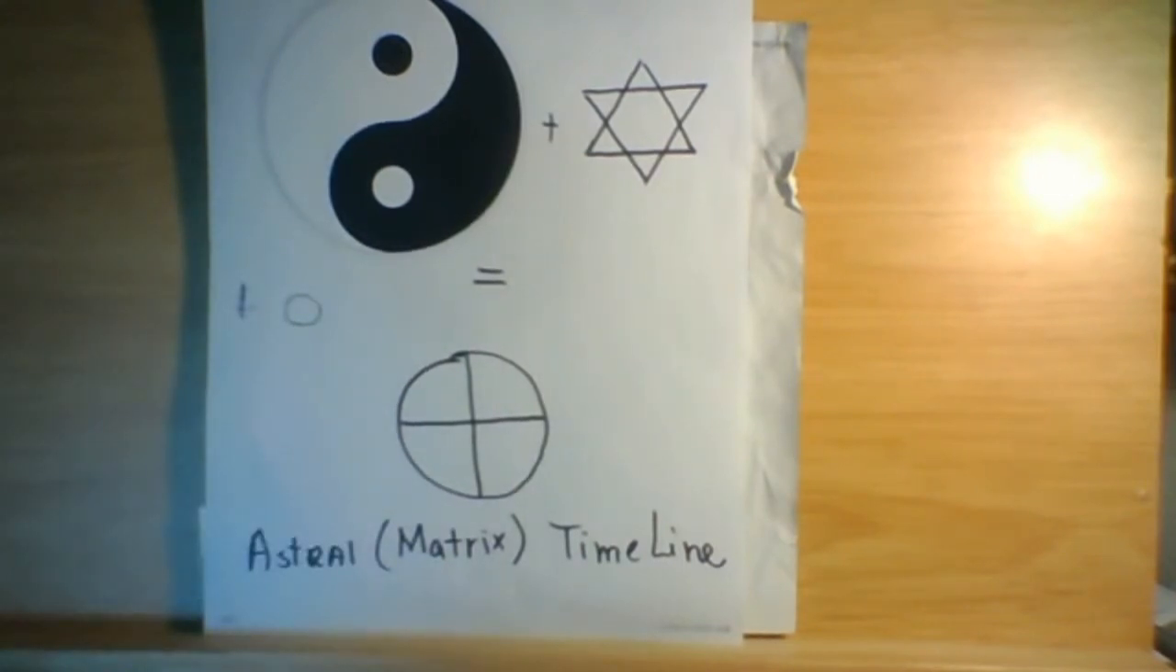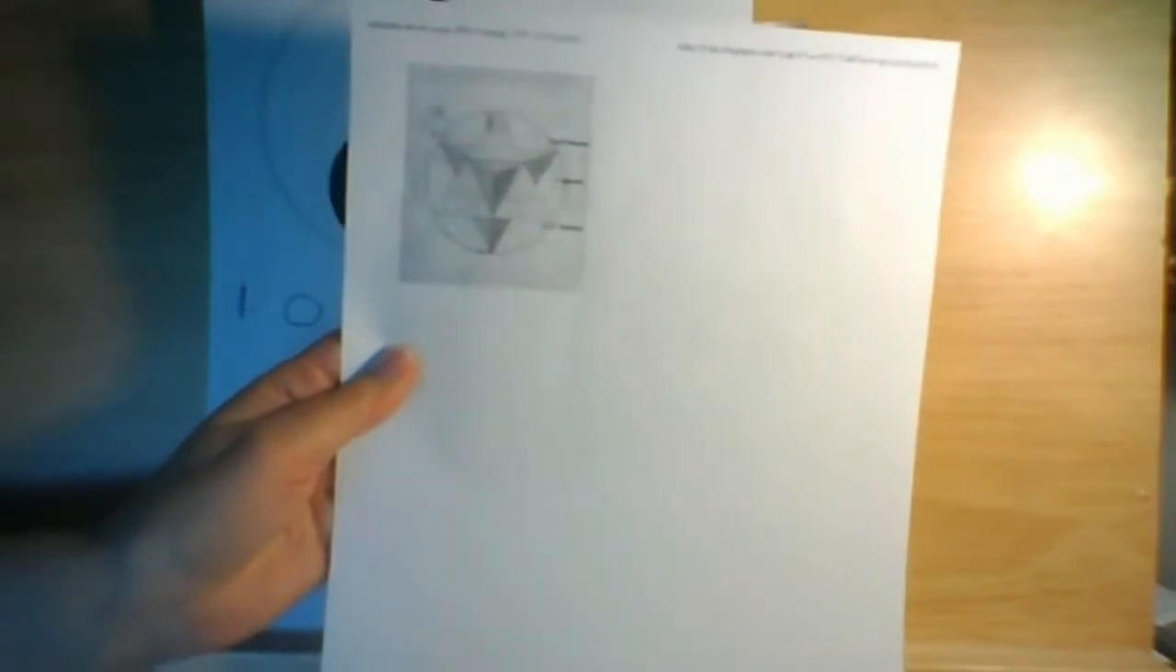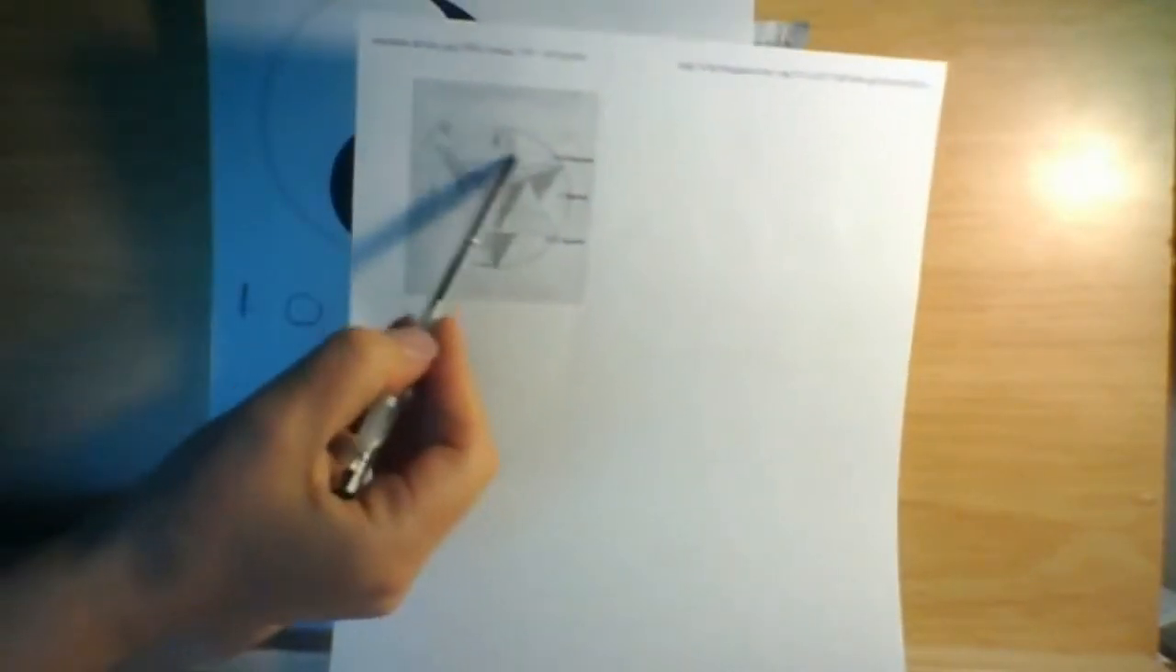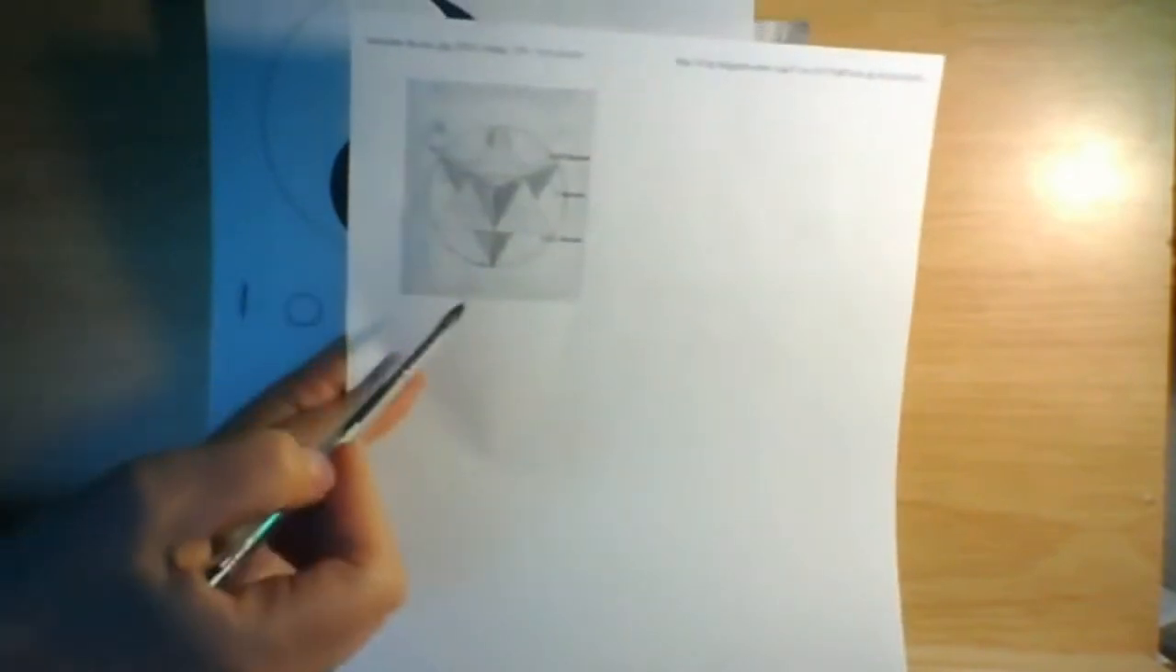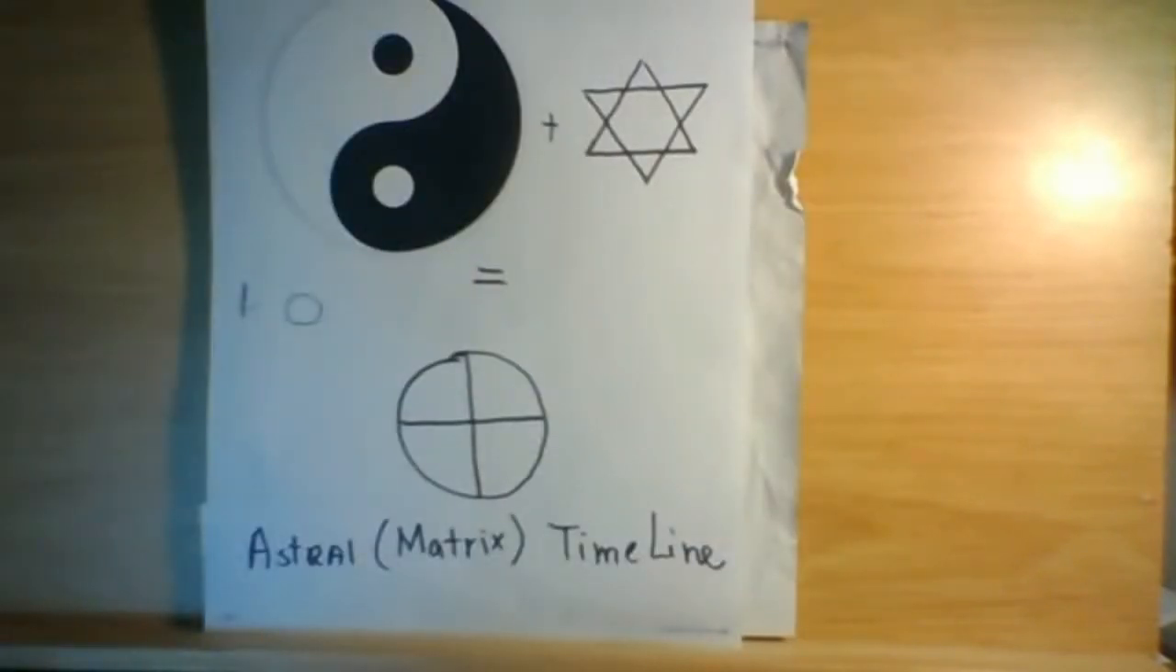There is also this one that I wanted to show, this symbol here with the man. That also has to do with the matrix system and the matrix prison. So that's a matrix prison. Okay.